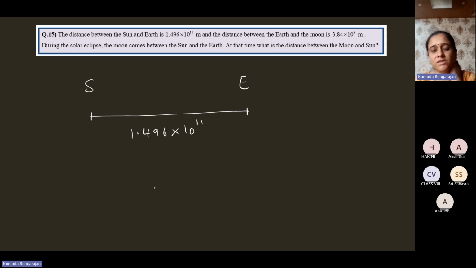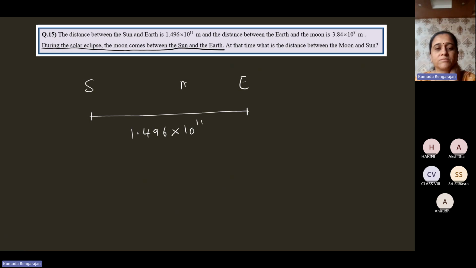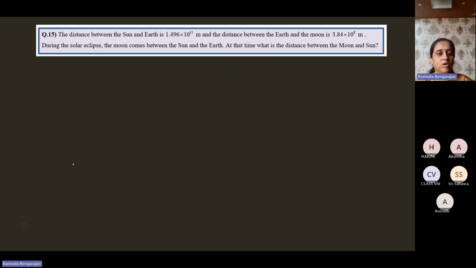And the distance between the earth and the moon. Okay, we'll just read this part first. During the solar eclipse, the moon comes between the sun and the earth. So it's in this order: sun, moon, earth. It is given here. This is at the time of the solar eclipse. So the arrangement is like this: sun, moon, earth. The moon is between the sun and the earth.